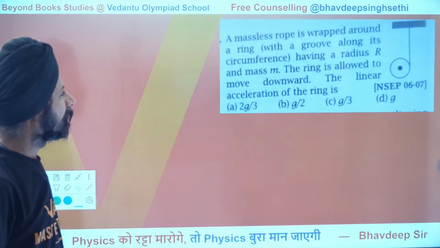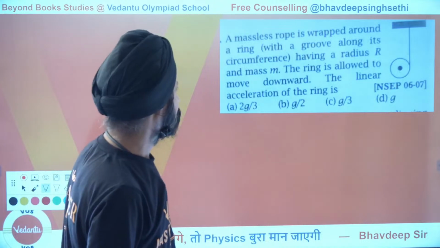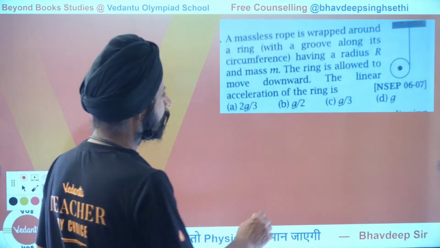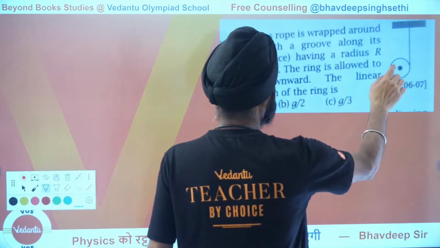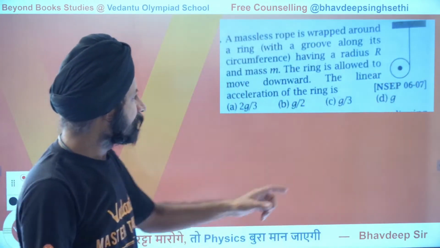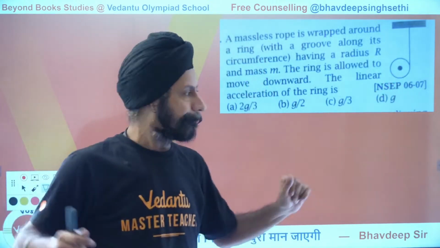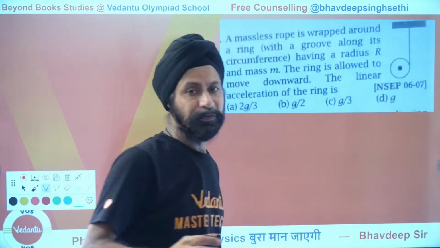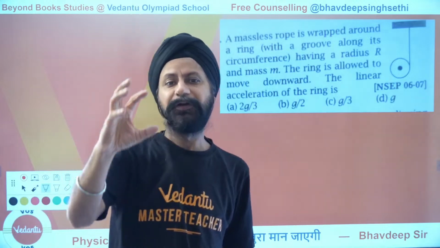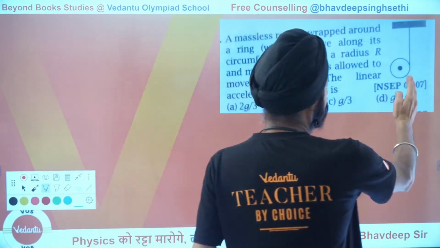Let's move on to the third question. A massless rope, it does not have mass, that's good, is wrapped around a ring. So this is a ring with a groove along its surface, circumference, having a radius of r. So this radius is r and the mass of this ring is m. The ring is allowed to move downwards. The linear acceleration of the ring is? See, if it were a free fall, it would have an acceleration of g, but not anymore because, think about it, this tension is pulling it up.